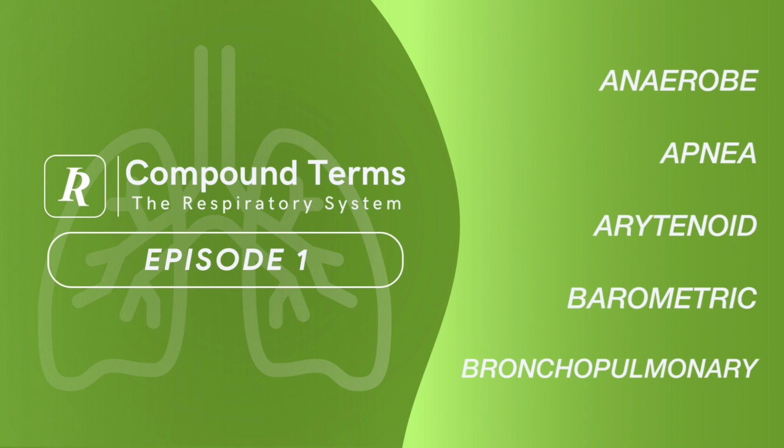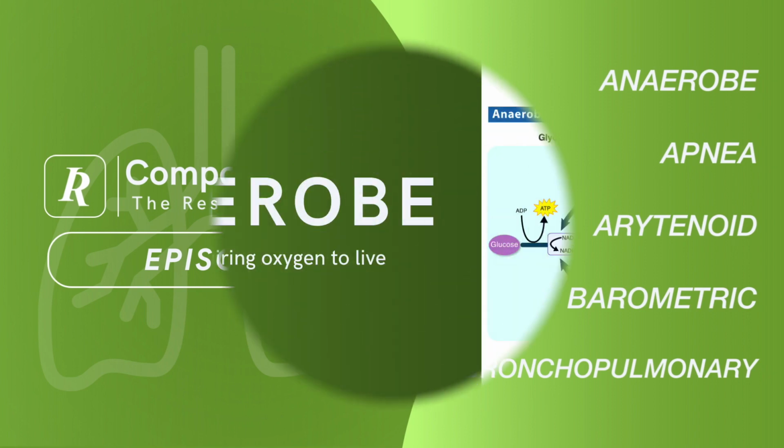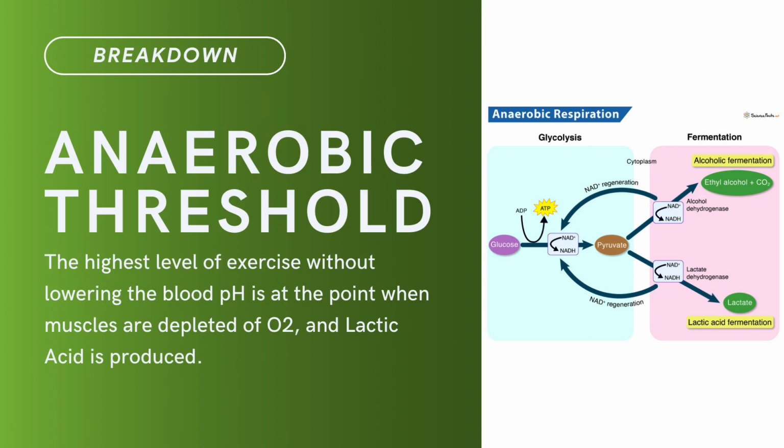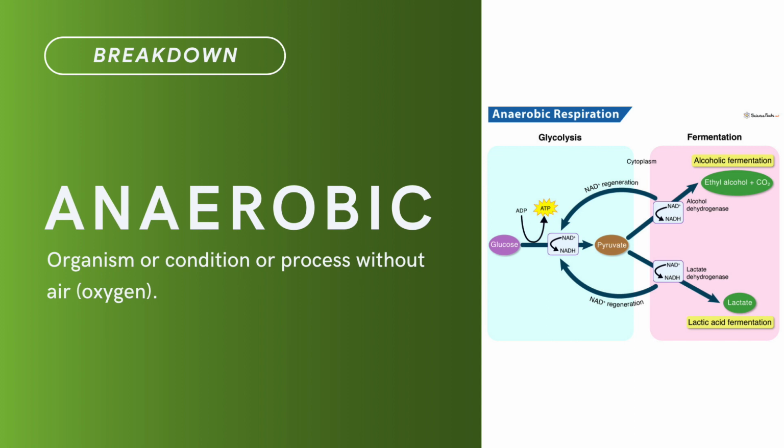Compound terms, respiratory series. Compound term, anaerobe. Brief definition, organism not requiring oxygen to live and thrive. Related term, anaerobic threshold. Brief definition, the highest level of exercise without lowering the blood pH, at the point when muscles are depleted of oxygen and lactic acid is produced. Related term, anaerobic. Brief definition, organism or condition of process without air or oxygen.